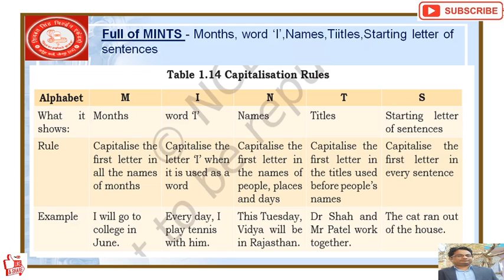Now coming to the next rule, that is T. T for titles. It means capitalize the first letter in the titles used before people's names. Like when you are writing Mr. and then putting a dot here, M should be in capital and r should be in small. If you are writing Dr., D should be in capital and r should be in small. Dr. Shah and Mr. Patel work together. So D and M will be in capital letter.